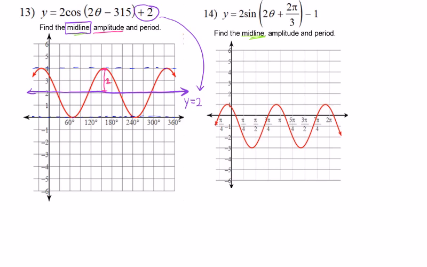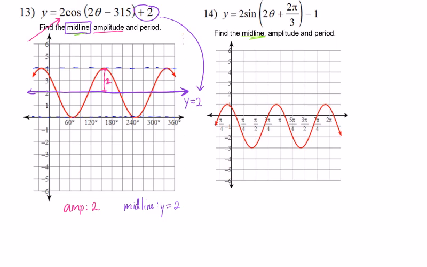And the other way we know to find it that we've done before is look at that number that's being multiplied by the trig function, right? So here our amplitude would be 2, okay? Let me write the midline down there just to have that too. So midline is y equals 2, amplitude is 2, and now for the period. For the period, we can't just look at it like we did with these other ones. We actually have to do a little bit more work, but it's not too bad.